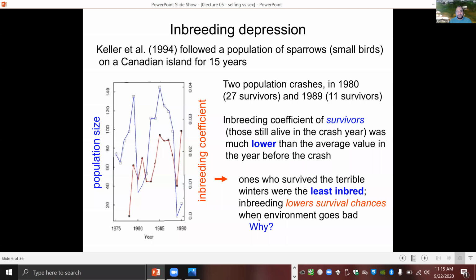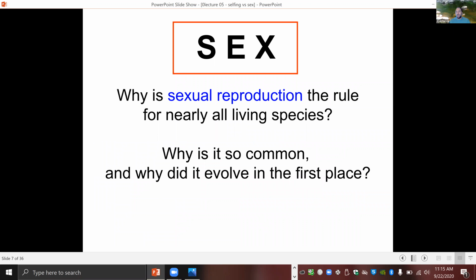Why is that? This lecture is going to explain to you so much of your life, why sexual reproduction is so important, why you behave certain ways, why you go to the gym, why you wear makeup, why you try to present yourself to the opposite or same sex, depending on who you are. So why is sexual reproduction the rule for nearly all living species? Why is it so common, and why did it evolve in the first place?